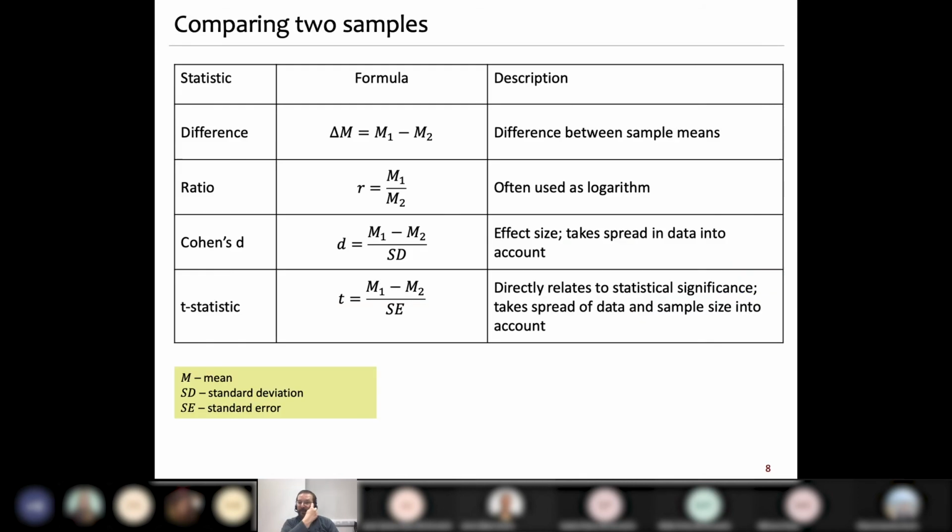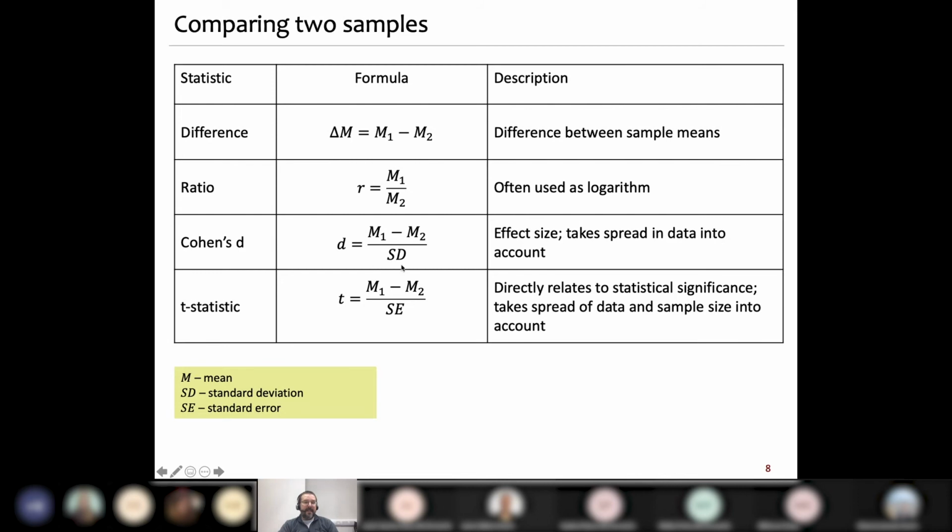We can use several statistics to compare two samples. The simplest one would be simply the difference between the means. It describes the difference, but it doesn't tell you anything about statistics. It doesn't tell you anything about spread of data. It's a very simple thing, but sometimes useful. Often we use a ratio. Sometimes it is used as a logarithm of ratio, the so-called log ratio, which is very useful in some applications.